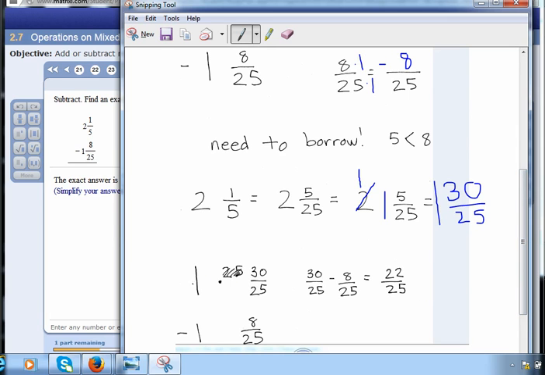So now I have 1 and 30/25 minus 1 and 8/25, and I can do that. I can subtract 8 from 30, and when I do that I get 22 over 25. So that's my fraction part. Now when I go back to my whole numbers, 1 minus 1 is 0. So my fraction part ends up being my final answer. Now I always want to make sure that I have no common factors between my numerator and my denominator, and I don't. That is my final simplified answer.